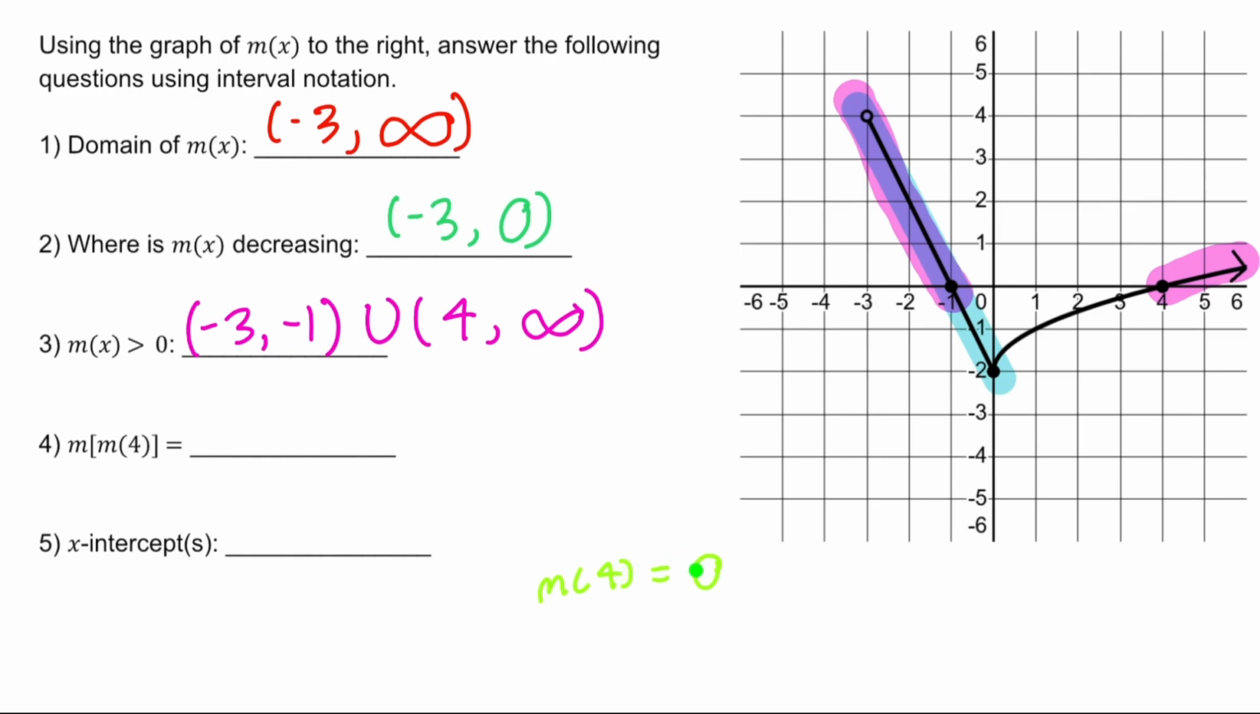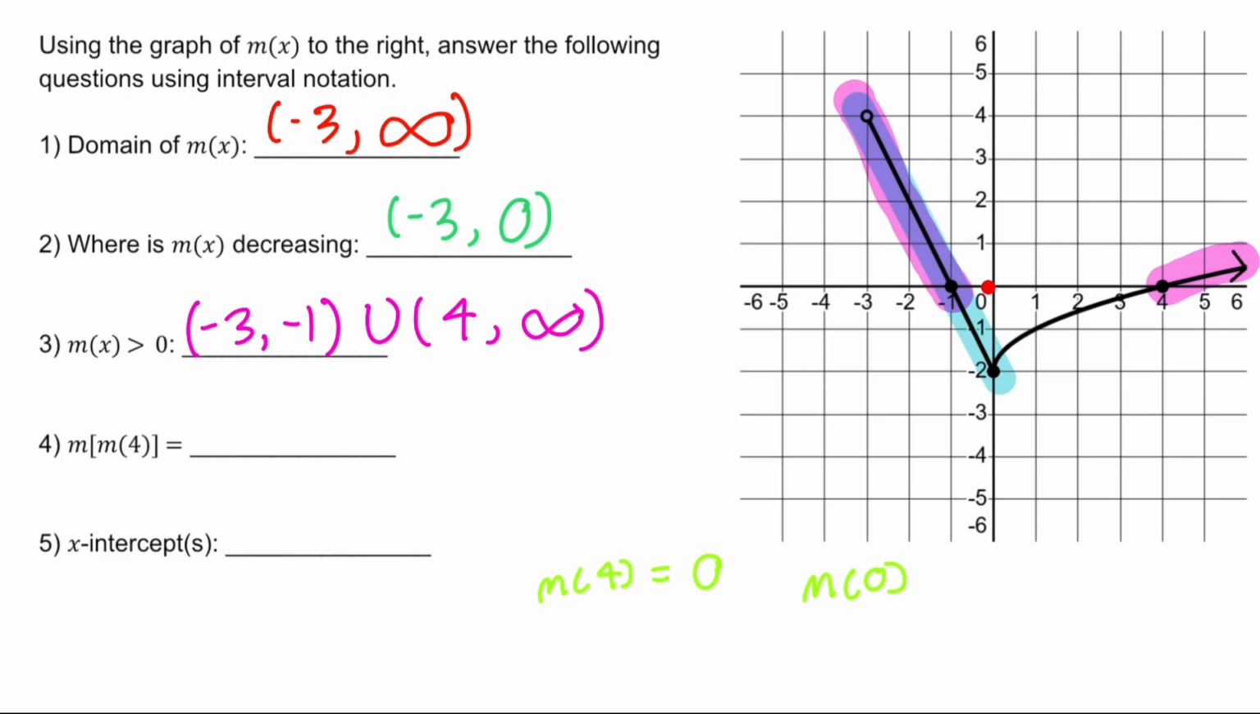Okay, and then we could do some fun little substitution here. If m of 4 is equal to 0, we can then substitute in 0 for m of 4. Therefore, m of 4 is m of 0. And now we're just going to rinse and repeat. M of 0. When x is 0, what is y?